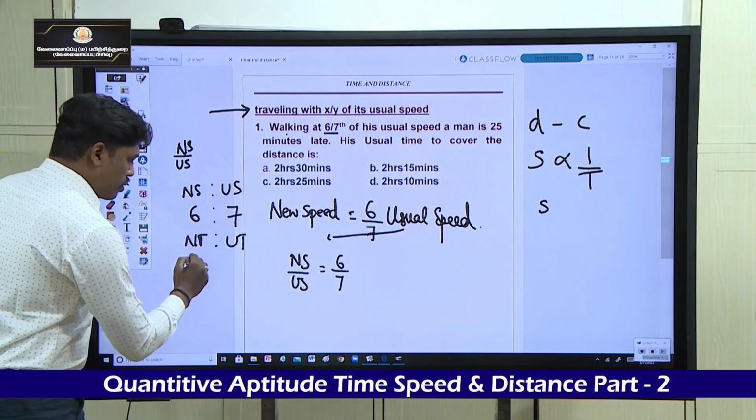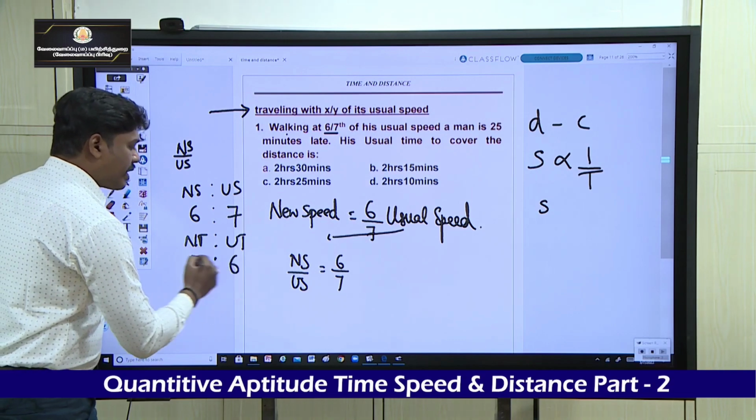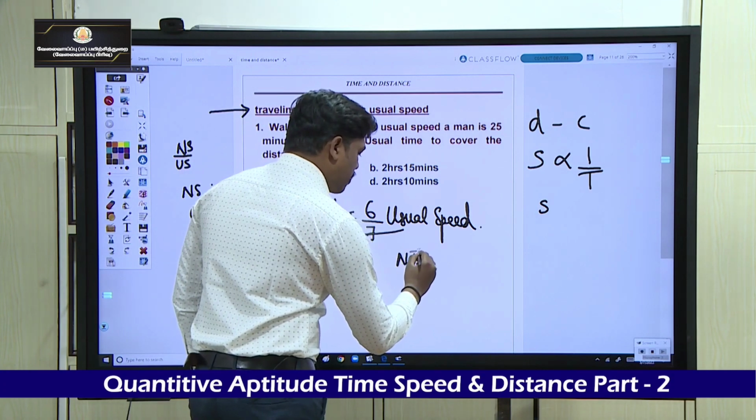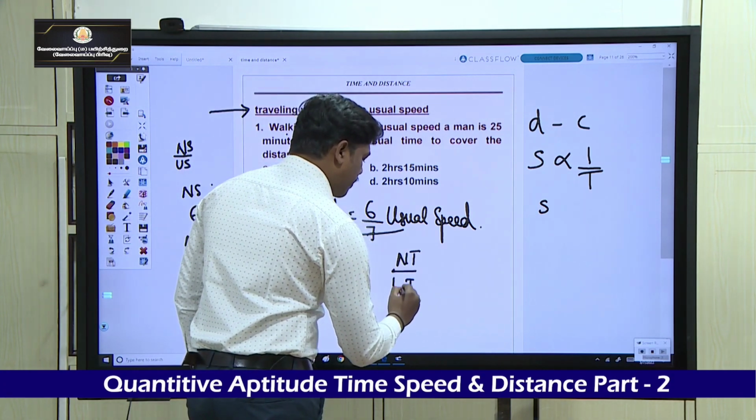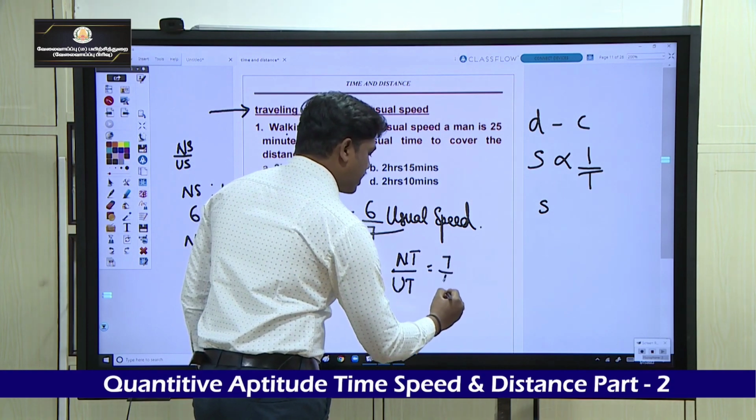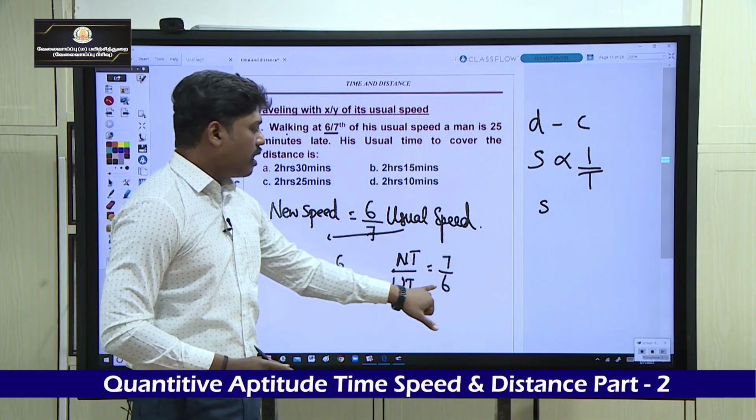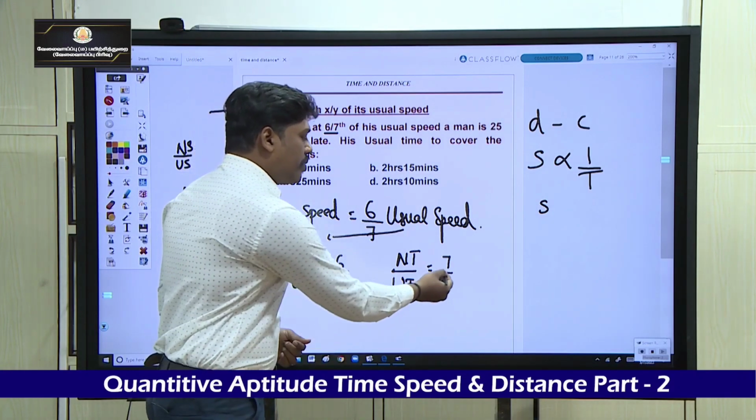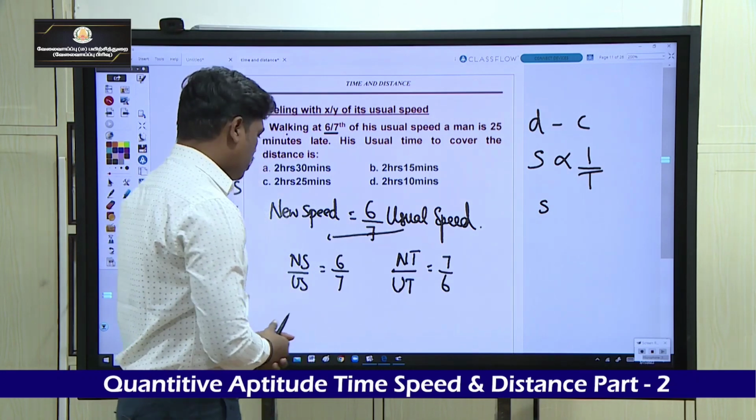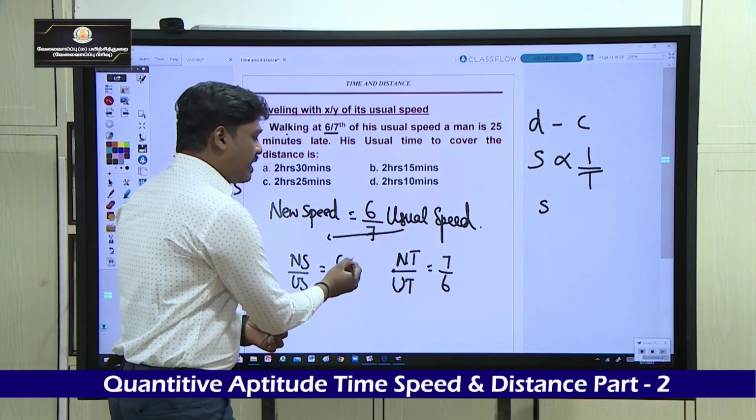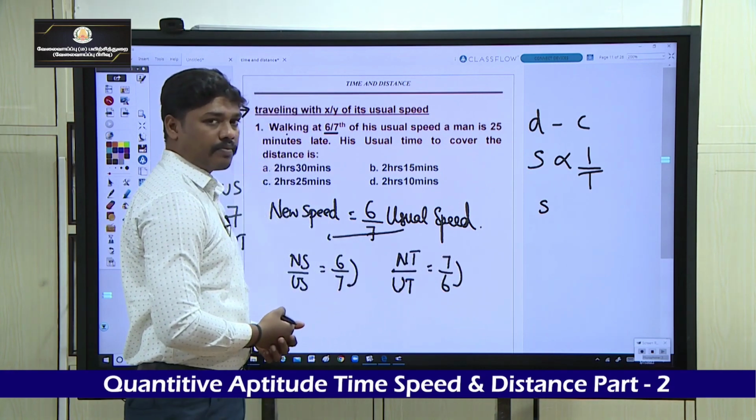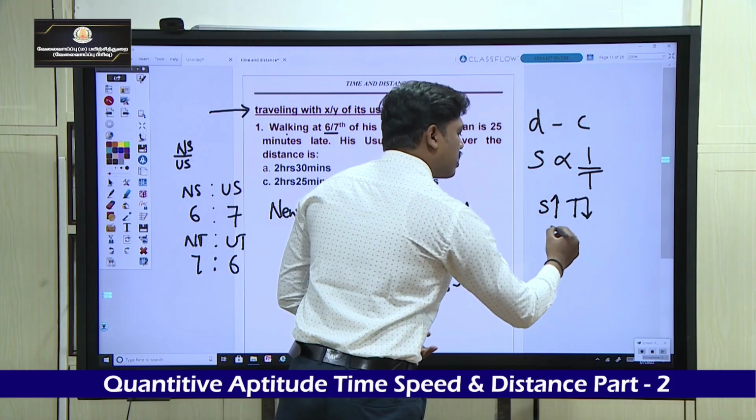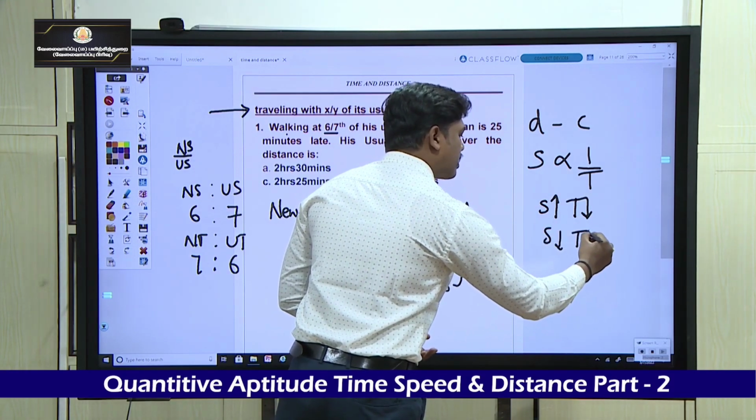Inversely proportional. So new time to usual time is 7:6. So I am just writing as new time to usual time 7/6, which means, for example, if a person's usual time to cover is 6 minutes, but he takes now 7 minutes. Why? When speed decreases, the time increases. That concept. Speed increases, time decreases. Speed decreases, the time increases.